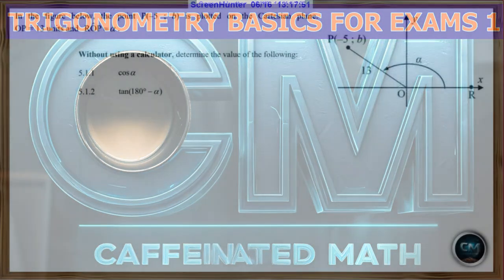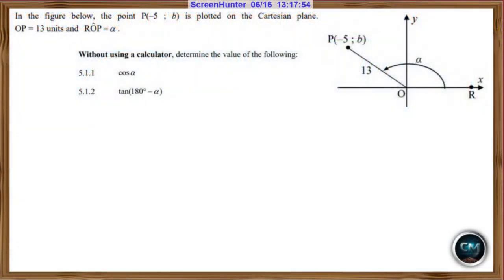In the figure below, the point P(-5, b) is plotted on the Cartesian plane, as we can see, with OP having a length of 13 units and angle ROP equal to alpha. So without using a calculator, what they want from us is to determine the following ratios: cosine of alpha as well as tan of (180 degrees minus alpha).